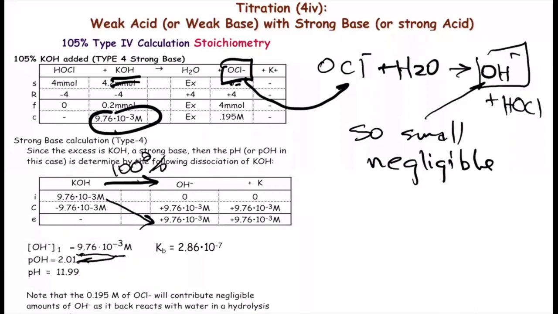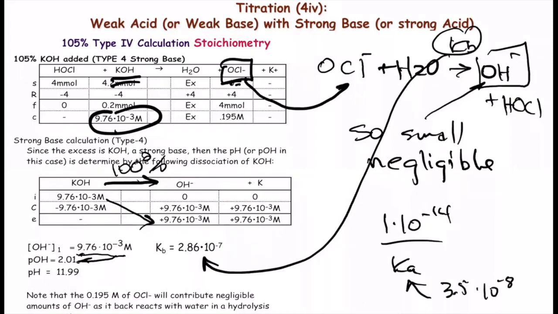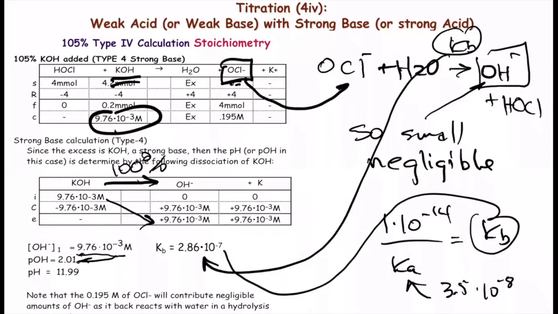And why? Because remember, this is a Kb. It's a Kb because it's forming hydroxide. Look at the Kb value. That's 2.86 times 10 to the minus 7. Ka was 3.5 times 10 to the minus 8 for our original acid. Well, Kb equals Kw divided by Ka. That's 2.86 times 10 to the minus 7. So, you know, it's going to give you very little hydroxide because it's a small equilibrium constant.